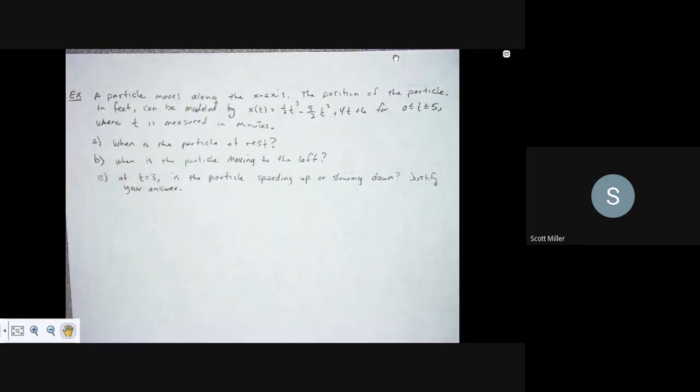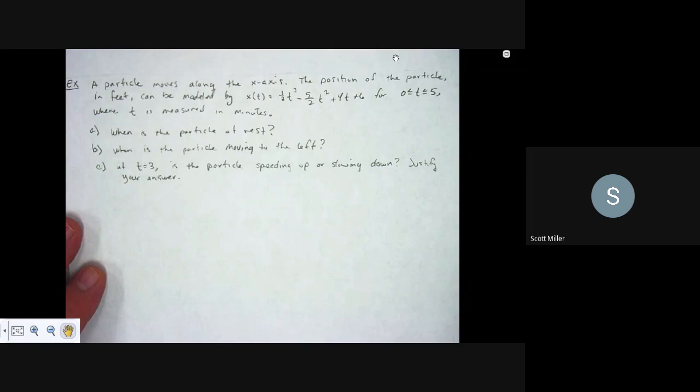Here we go. A particle is moving along the x-axis. The position of the particle in feet can be modeled by that equation right there for t between 0 and 5, where t is measured in minutes. So when is the particle at rest? Let's start with that one.